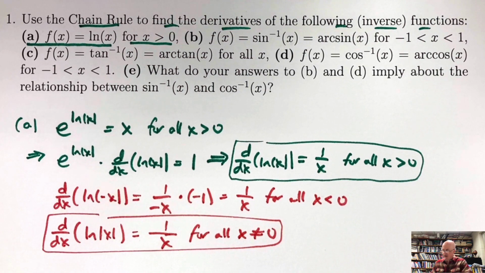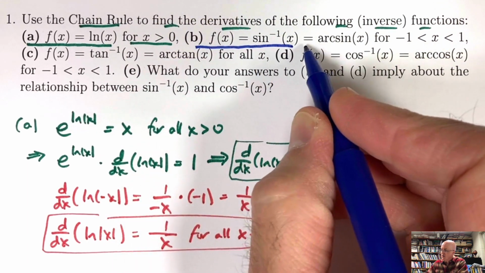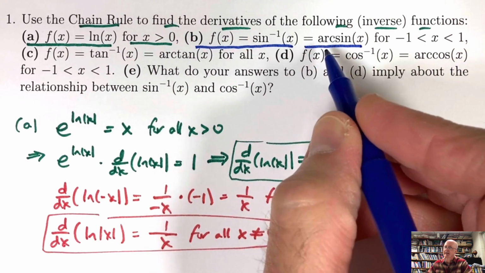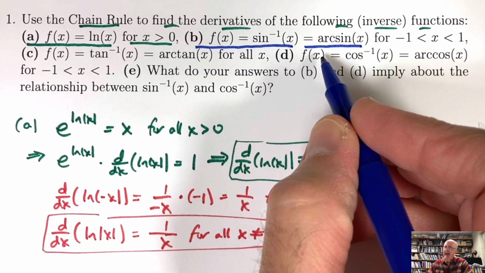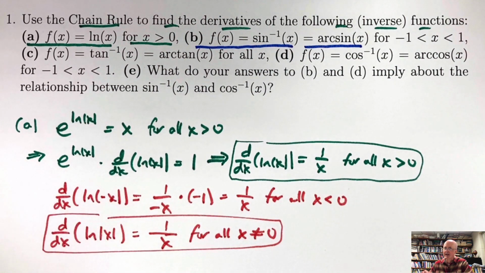All right, let's do part B now. Part B says the function is inverse sine of x, also called arcsine of x. You should realize those are two names for the exact same function. And you should also realize that this is not the same as 1 divided by sine of x, because 1 divided by sine of x has a different name.